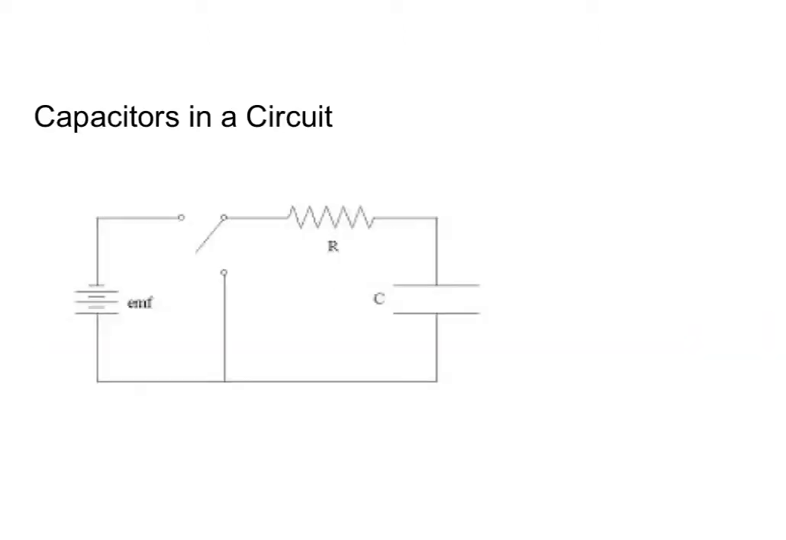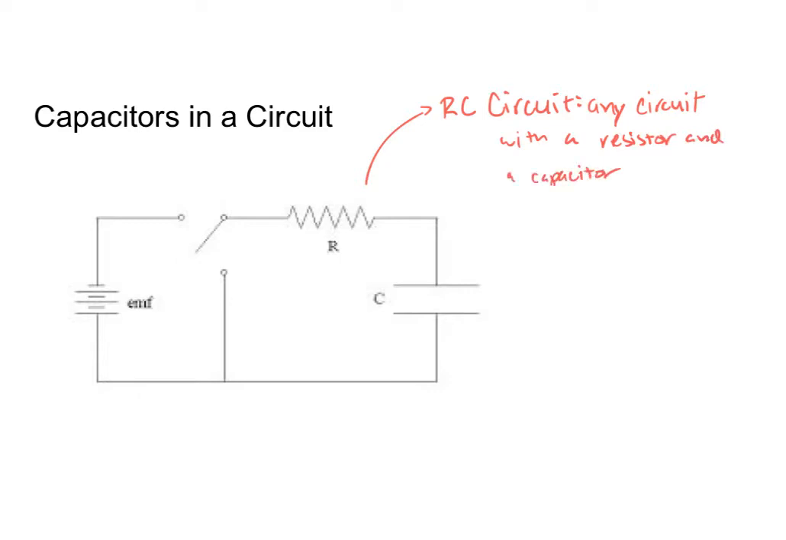So let's go ahead and take a look at the circuit below. This circuit is something we call an RC circuit, which is simply defined as any circuit with both a resistor and a capacitor or capacitors. Because of course we can always use our equivalent capacitance to figure things out in our circuit.